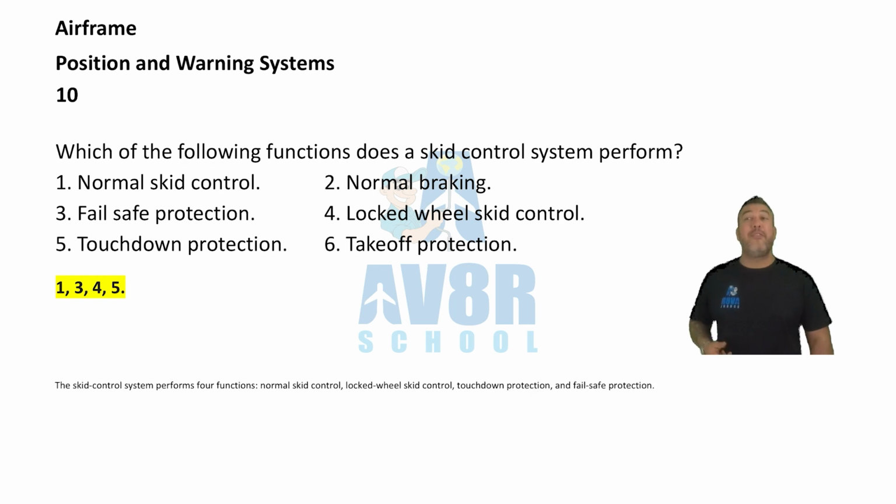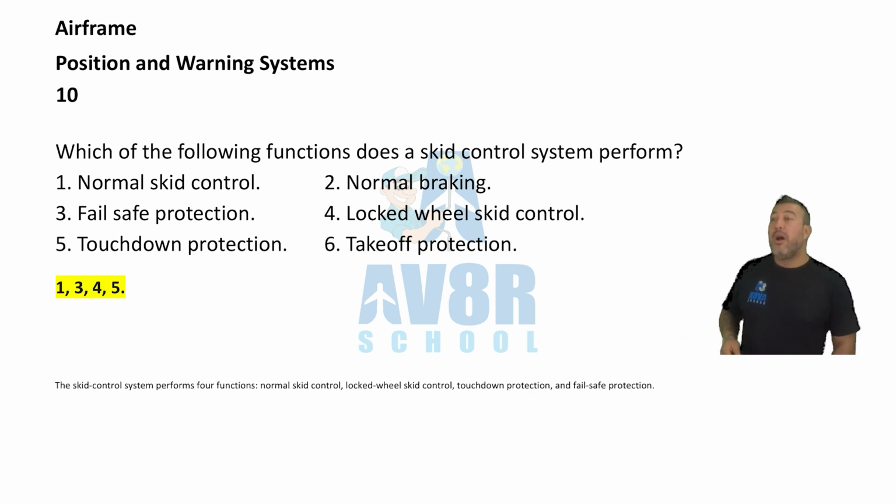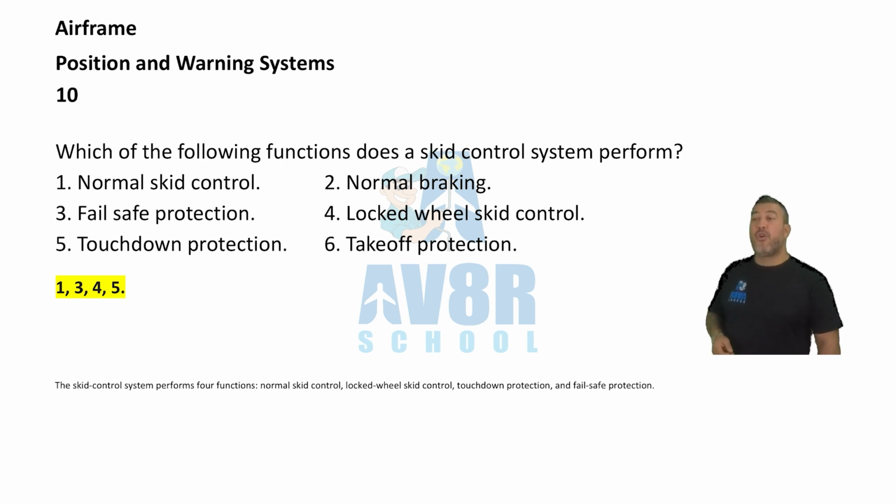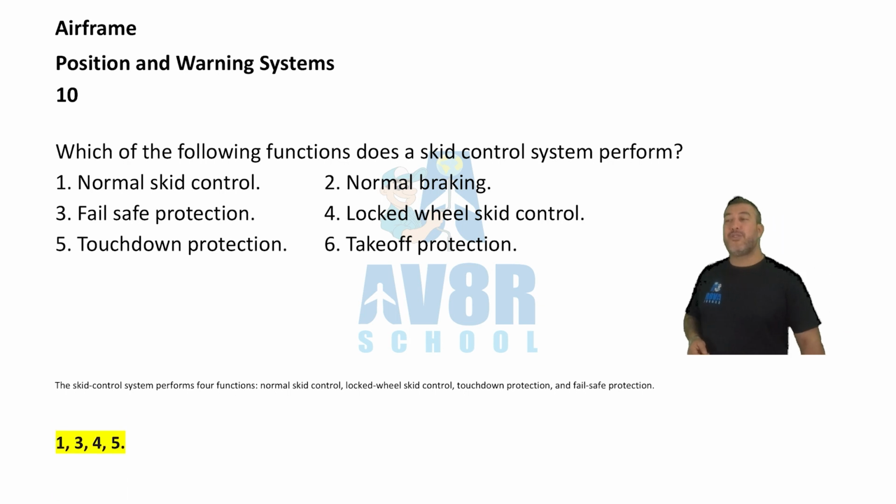So which of the following functions does a skid control system perform? Well, normal skid control, fail-safe protection, locked wheel skid control, and touchdown protection. So the answer is 1, 3, 4, and 5.